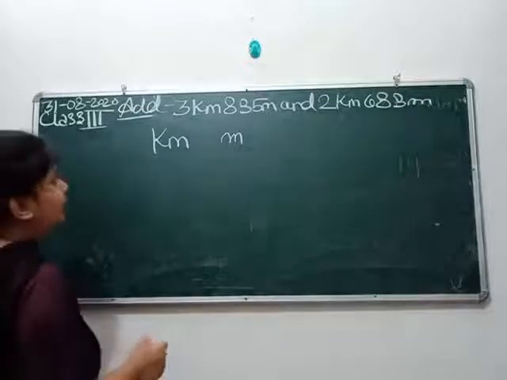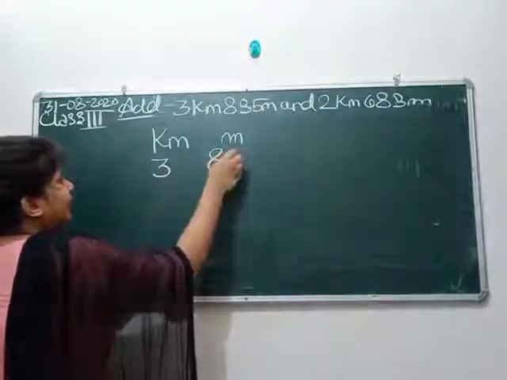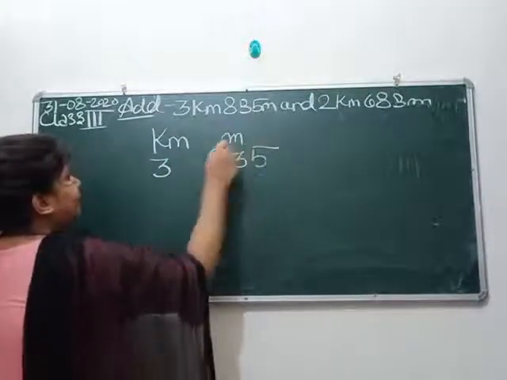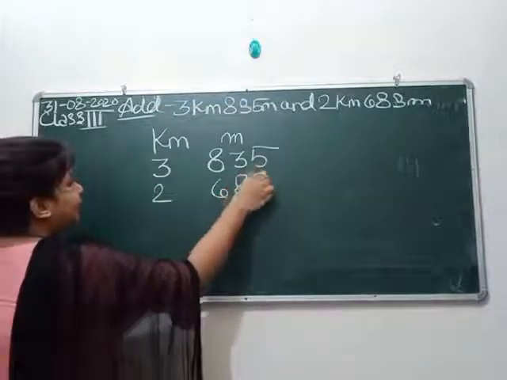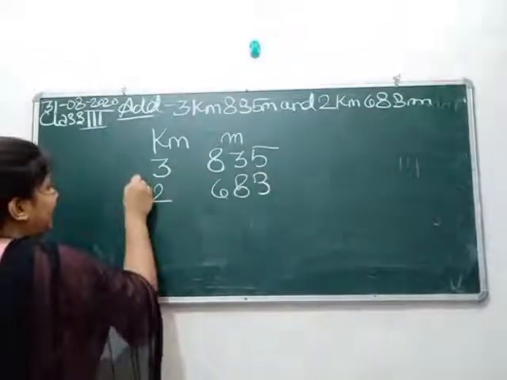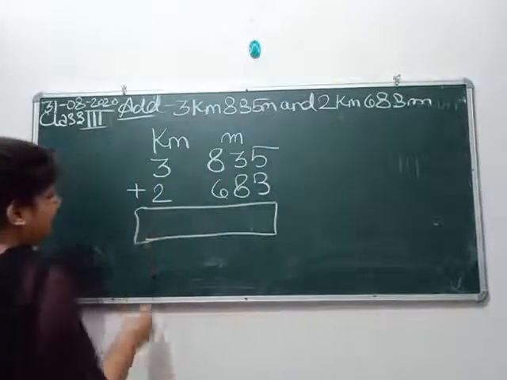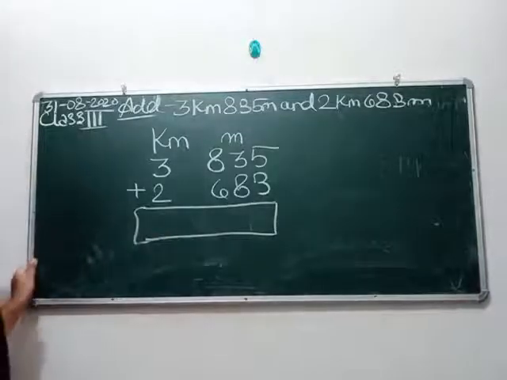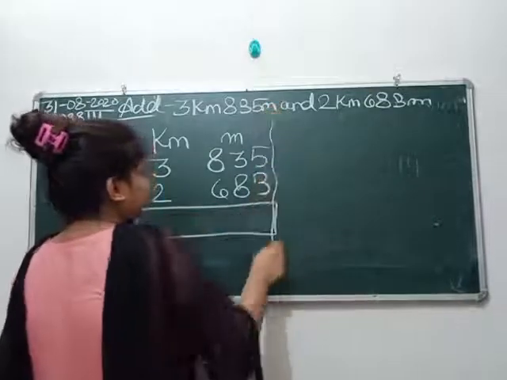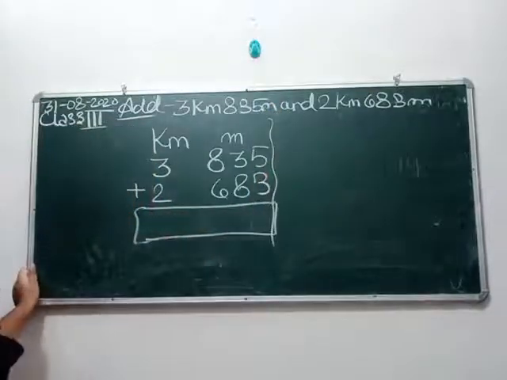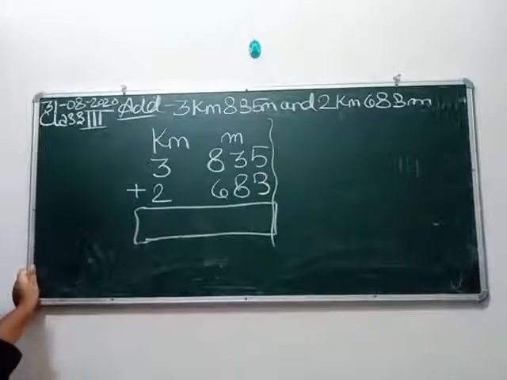So here we are having 3 kilometer 835 meter and 2 kilometer 683 meter. Just add them together. Okay? Come on, add them together. Start from the rightmost place as we are doing in the rest of the questions. Start from that place.